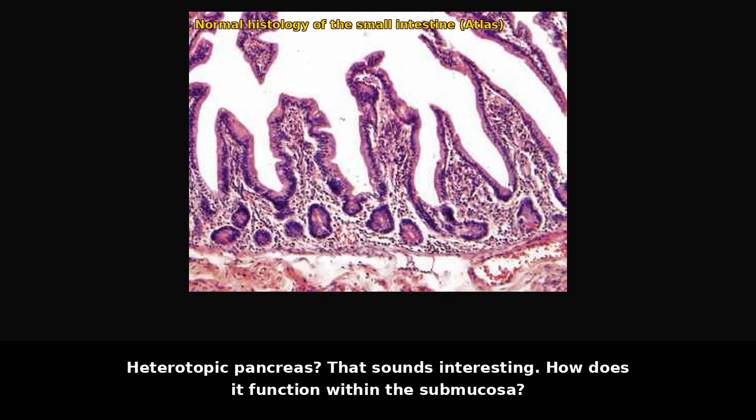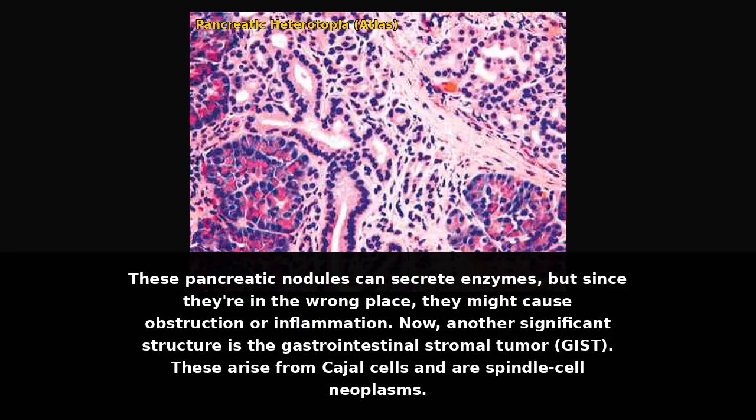Heterotopic pancreas? It sounds interesting. How does it function within the submucosa? These pancreatic nodules can secrete enzymes, but since they're in the wrong place, they might cause obstruction or inflammation. Now, another significant structure is the gastrointestinal stromal tumor. These arise from Cajal cells and are spindle cell neoplasms.